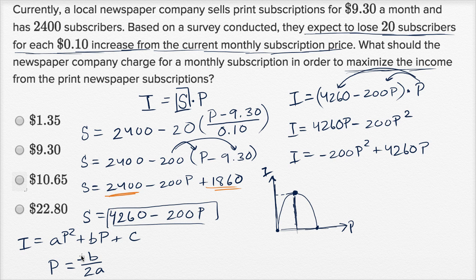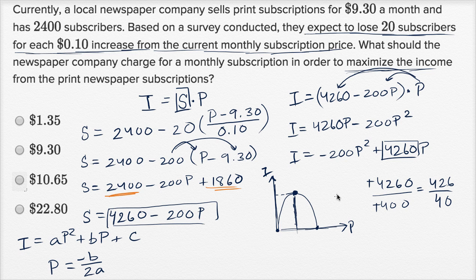So what's negative b? B is this right over here. So negative b is 4260. It's going to be over 2a, over 2 times negative 200. So that's going to be negative 400. And so what is that going to be? A negative divided by negative is a positive. This is going to be the same thing as 4260 divided by 400.